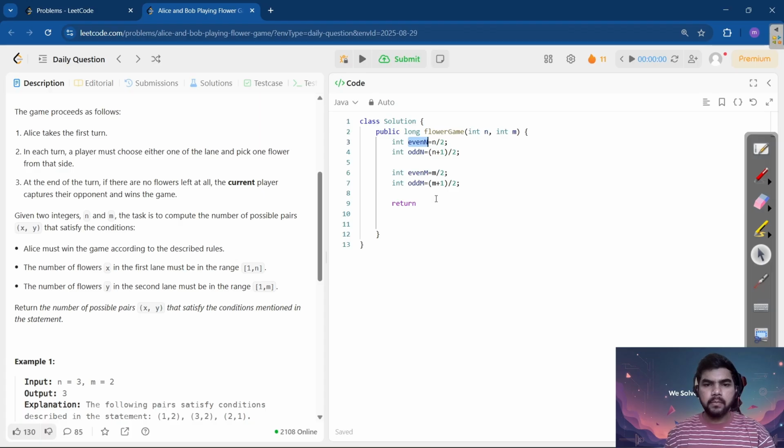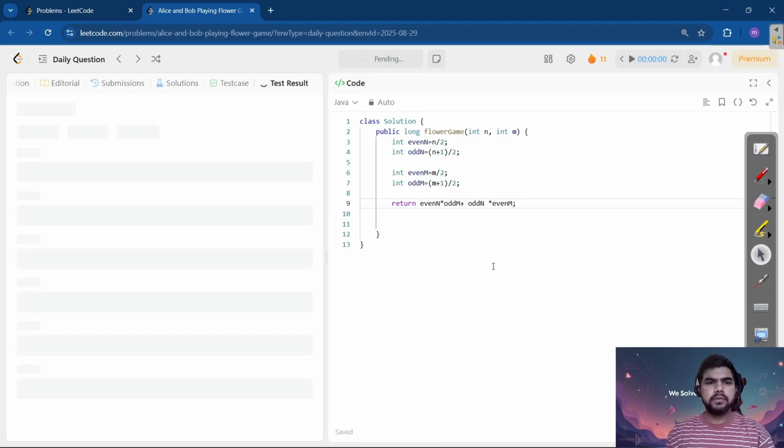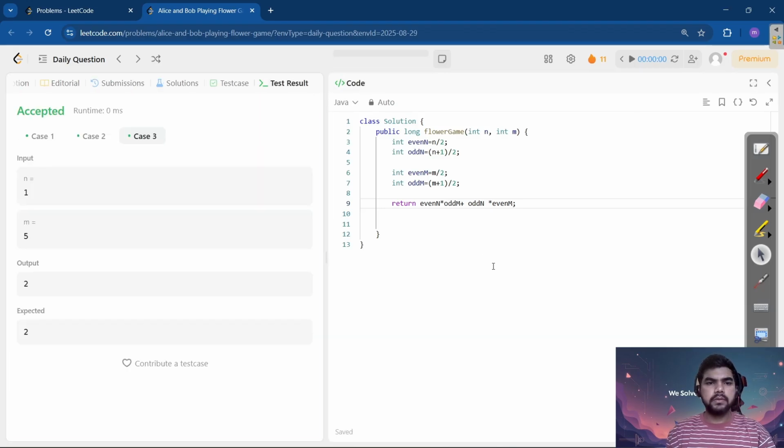Then return even n times odd m plus odd n times even m. Correct. Just we'll return this and let's see how it goes. Yeah, it's working fine. Let's try to submit it.